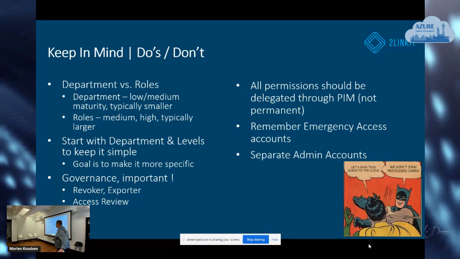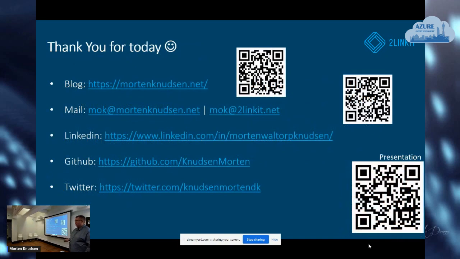Of course, start simple and then use these levels to make it more specific. And again, on the governance side, use the revoker, use the exporter feature, use the access review features. I think that's very important. And make sure that everything is being delegated through PIM. Remember the emergency access, and lastly, the separate admin account. So I think these are the things that I want to say to you guys.